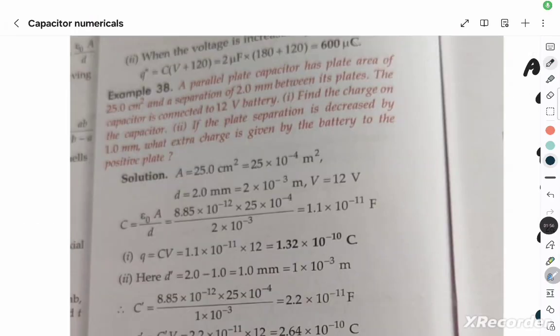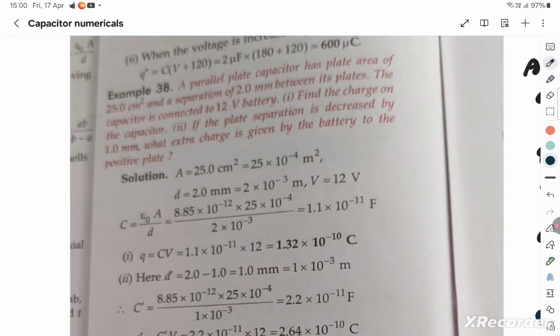Next question is the 38th question. A parallel plate capacitor has a plate area of 25 centimeter square, which is 25 into 10 to the power minus 4 meter square, and a separation of 2 millimeter, 2 into 10 to the power minus 3 meter, between the plates, D. The capacitor is connected to a 12 volt battery. Find the charge on the capacitor.